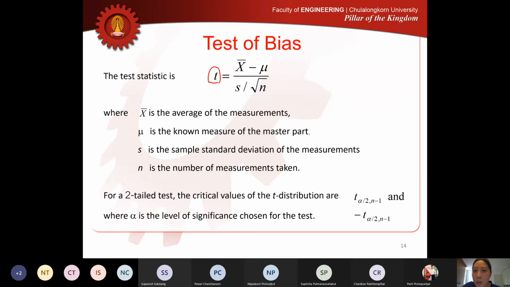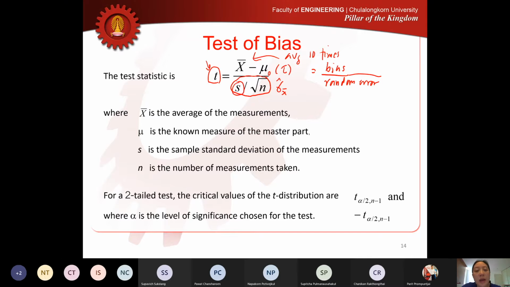The t-test has this formula. x bar is the average of the 10 measurements, and mu here is actually mu zero, which in this case is the true value. So the t statistic compares the upper part, which is the bias, with what we call random error. This is the random error, which is sigma, the standard deviation of the average.